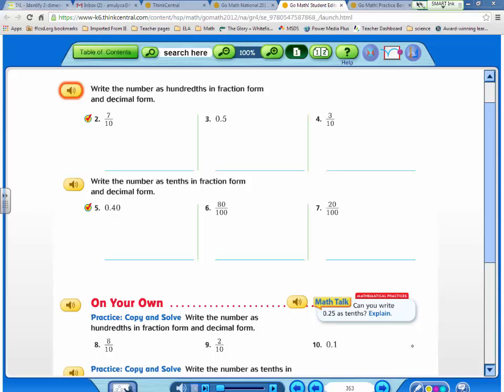Welcome to Go Math Lesson 9.3. Today we are changing decimals and fractions from tenths to hundredths and hundredths to tenths. These are fairly easy conversions.